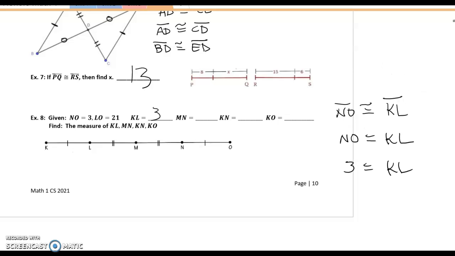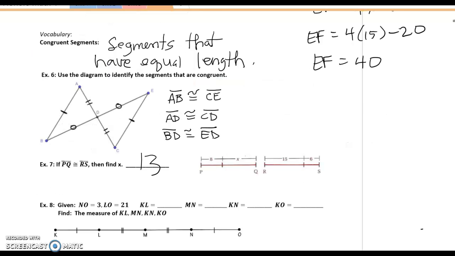All right, so based off of the tick marks, we can see that segment NO is congruent to segment KL. So that means their measurements are equal. And we will substitute the measurement for NO. We get KL is equal to 3. Okay, so let's go ahead and move on to the 4-2 homework.